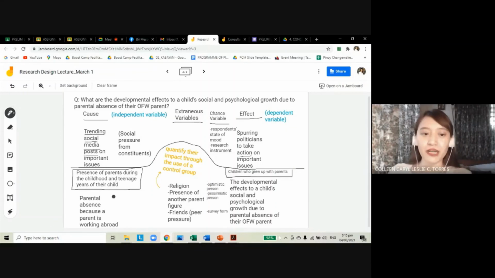In any case, mas maayo if kaning control group, the control group is the group that does not have the cause of the change, which is kaning parental absence.